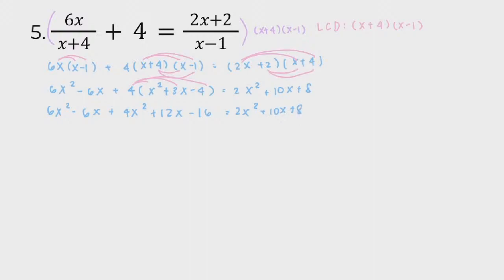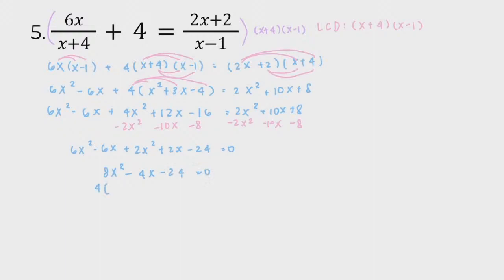Then we'll want to move everything to one side of the equation. So I'm going to subtract 2x squared, subtract 10x, and subtract 8. So that becomes 6x squared minus 6x plus 2x squared plus 2x minus 24 equals 0. And we want to combine like terms. So that's going to be 8x squared minus 4x minus 24 equals 0.